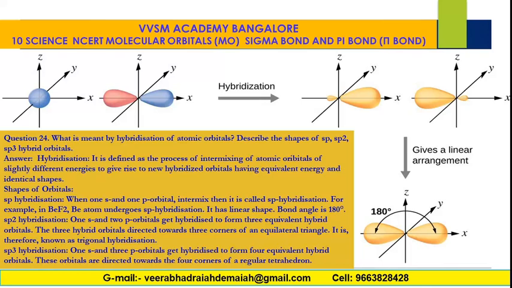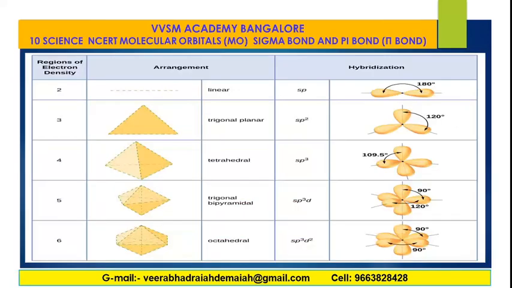Shapes of the orbitals: sp hybridization, sp2 hybridization, sp3 hybridization. Well, this is sp hybridization, which is linear, where the regions of electron density is 2 here. The arrangement is linear. This is sp hybridization, and the bond angle is 180 degrees. Coming to the regions of electron density is 3. Arrangement is trigonal planar, and this is sp2. Bond angle is 120 degrees.